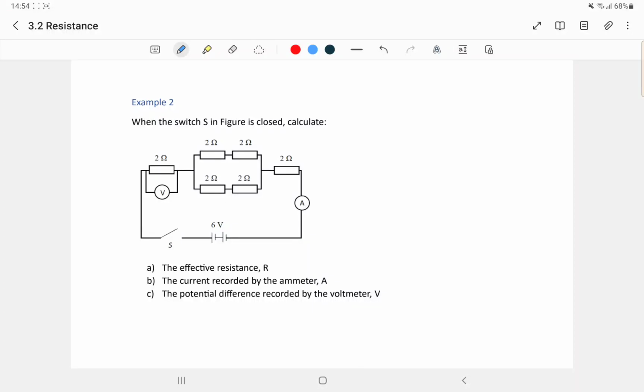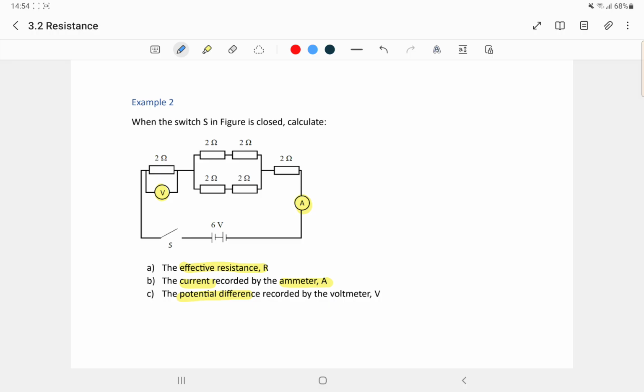Okay, so now example 2. Here, example 2 will be more difficult than example 1, but it's okay, we can learn slowly. Now, when the switch S in the figure is closed, calculate the effective resistance, the current recorded by the ammeter, which is here, and then the potential difference recorded by the voltmeter here.